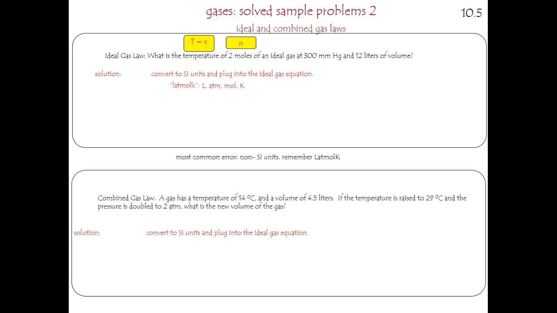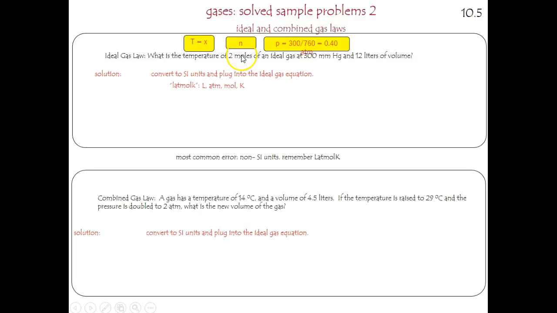I don't really know of hardly any gas formulas that involve n besides the ideal gas law. And ooh, they say ideal gas. I think this is going to be PV equals nRT. They give you a pressure, but the ideal gas law is very picky. It requires liters, atmospheres, moles, and Kelvin, or you could just say L-atm-mol-K to remember them all.